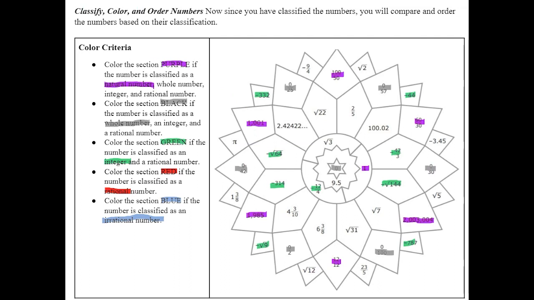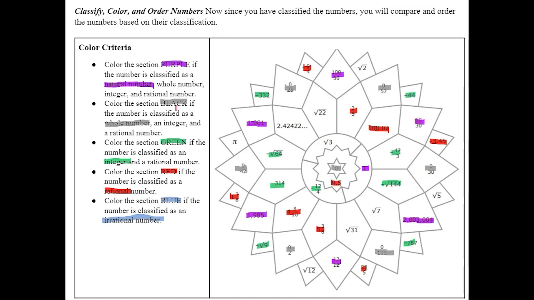Okay, for red, it's going to be any rational number, which is any number that can be described by a fraction or a finite or repeating decimal. 2/5 is a fraction. And 100.02 is finite. All of these mixed numbers will be rational. As long as they didn't reduce before, they will be in our rational bucket.